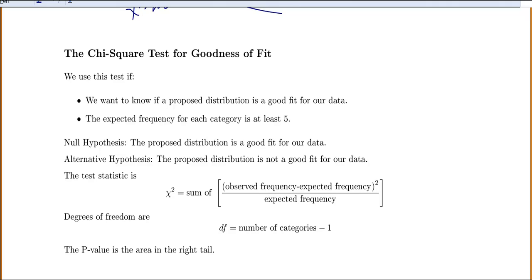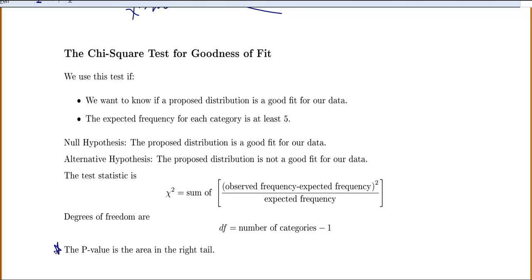The test statistic is chi-squared, and that's just an interesting symbol. The little 2 is just part of the symbol. And it's the sum of, we're going to take each observed frequency minus the expected, square them, and divide by the expected. And then when we're done, we add all of those up. We also have degrees of freedom. Degrees of freedom is your number of categories minus 1. And the p-value is the area in the right tail.